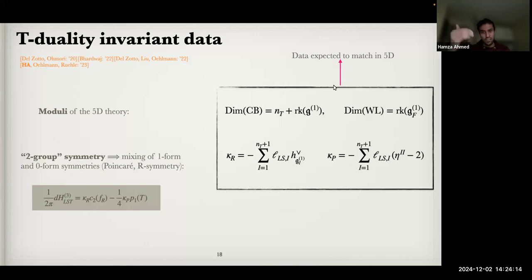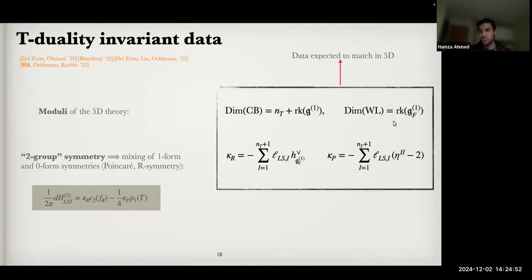And yeah, so this is the data that we expect to match in 5D, and it was first shown in this paper by Del Zotto and Omori that the Coulomb branch and the two-group structure constants should match. They showed this via geometric constructions in F-theory. Then there was a bigger classification done by Lakshya and then Michaela, Muyang, and Paul, again geometrically, matching the Coulomb branch and then kappa R and kappa P. And then last year in our paper, we also showed that this must match as well.